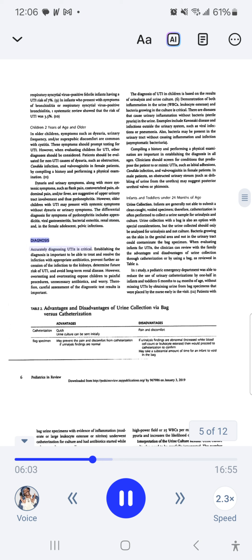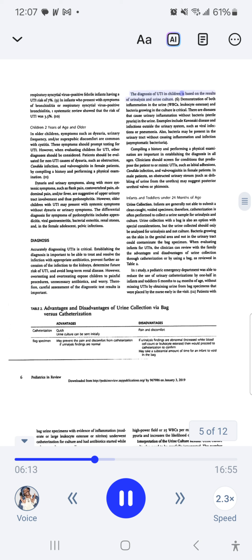pelvic infections. Diagnosis. Accurately diagnosing UTIs is critical. Establishing the diagnosis is important to be able to treat and resolve the infection with appropriate antibiotics, prevent further ascension of the infection to the kidneys, determine future risk of UTI, and avoid long-term renal disease. However, overtesting and overtreating expose children to painful procedures, unnecessary antibiotics, and worry. Therefore, careful assessment of the diagnostic test results is important.